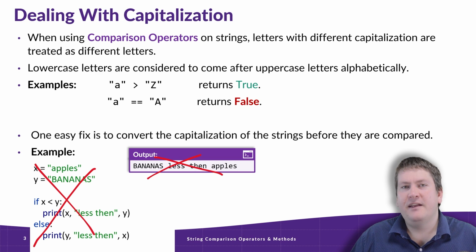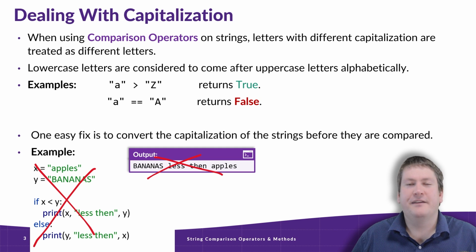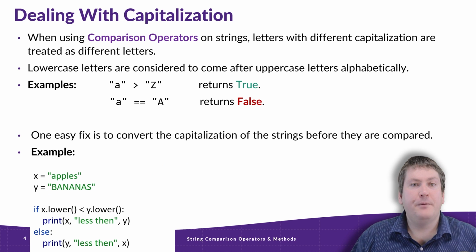But the problem with this is most people wouldn't really consider bananas to come before apples alphabetically. It makes sense in the context of all the uppercase letters coming first, but for a normal human, that doesn't make a ton of sense. Let's see how we can fix this.